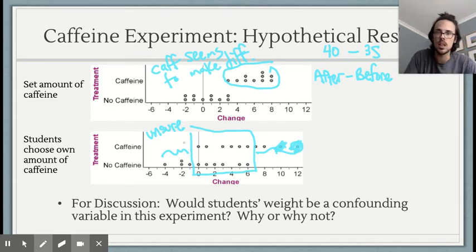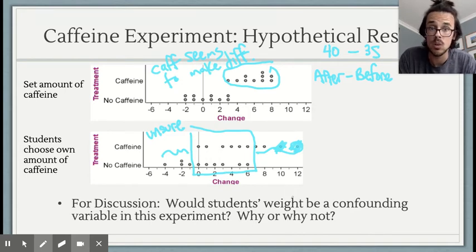I have one more question on this scenario right here. Would students' weight be a confounding variable in this experiment? So what do I mean by that? Weight plausibly seems like it would make a difference in the change in your pulse rates. If you weigh more, and everybody's getting the same amount of caffeine, that caffeine probably isn't going to have as big of an impact on you because you've got more mass for the caffeine to spread out across. When you weigh more in general, things have less of an effect. On the other side of things, if you don't weigh very much, that same amount of caffeine may hit harder for you and have more of an effect.